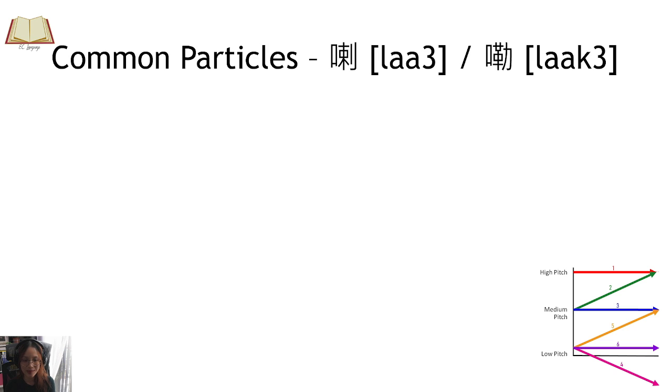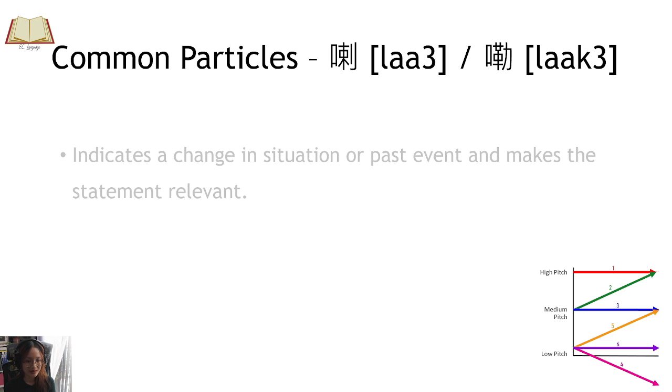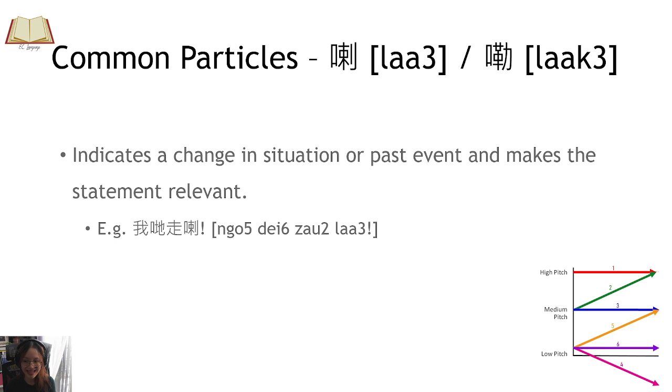Let's move on to another commonly used final particle in Cantonese, la, or it can also be pronounced lak. This particle indicates a change in situation or past event and makes the statement relevant to the present moment. For example, 我哋走啦. We're leaving. This is what we mean by a change of state. Here, you can either use the plosive k at the end and make it lak instead. This just adds a sense of assertiveness to it. The fact is, we're leaving now. Basically, it conveys a new phase.